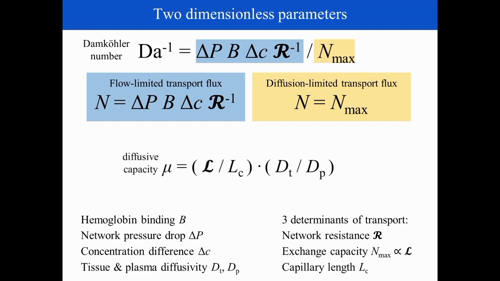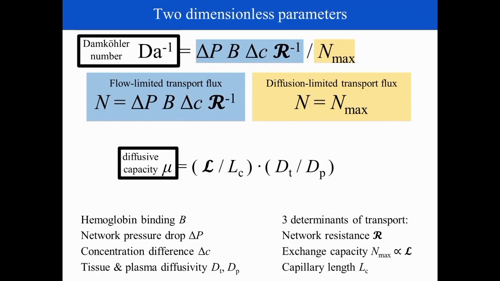A second non-dimensional parameter is diffusive capacity. It's a purely geometric parameter. Basically it tells you how good the network can be for diffusion. And it's a ratio of lengths, where this length, I mentioned before, comes from solving the diffusion equation, and LC comes from measuring capillary lengths. So just to sum this up, I have two non-dimensional parameters, Damköhler number and diffusive capacity, and three geometric determinants, I call them, which you can get from standard computational techniques.